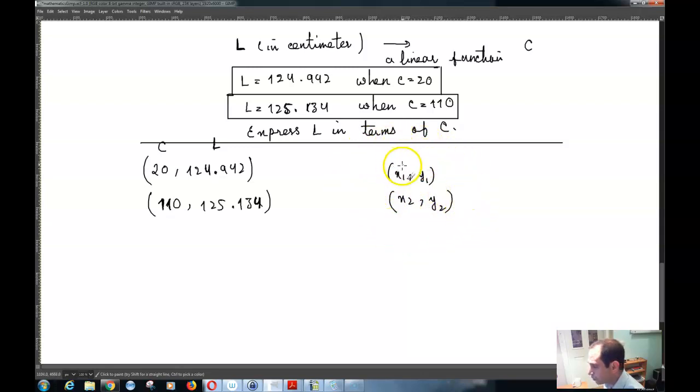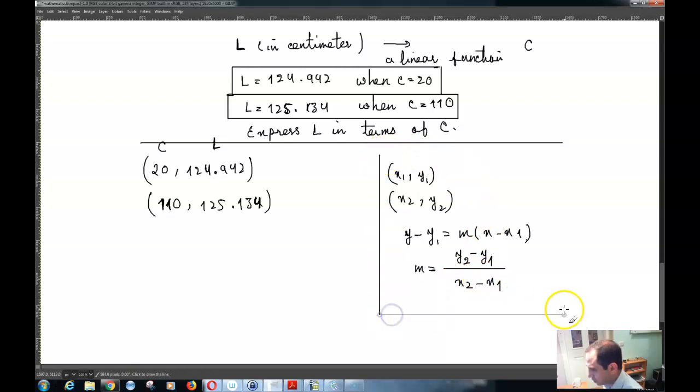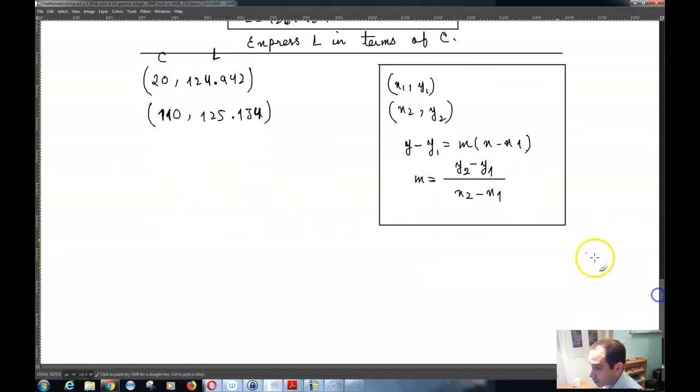So if you had two points, for example x1, y1 and x2, y2, on a line, and you were to find the equation of that line, you would use y minus y1 is equal to m times x minus x1, and of course your m would be equal to y2 minus y1 over x2 minus x1. You can do the same thing over here, thinking of these two as two points on the line.